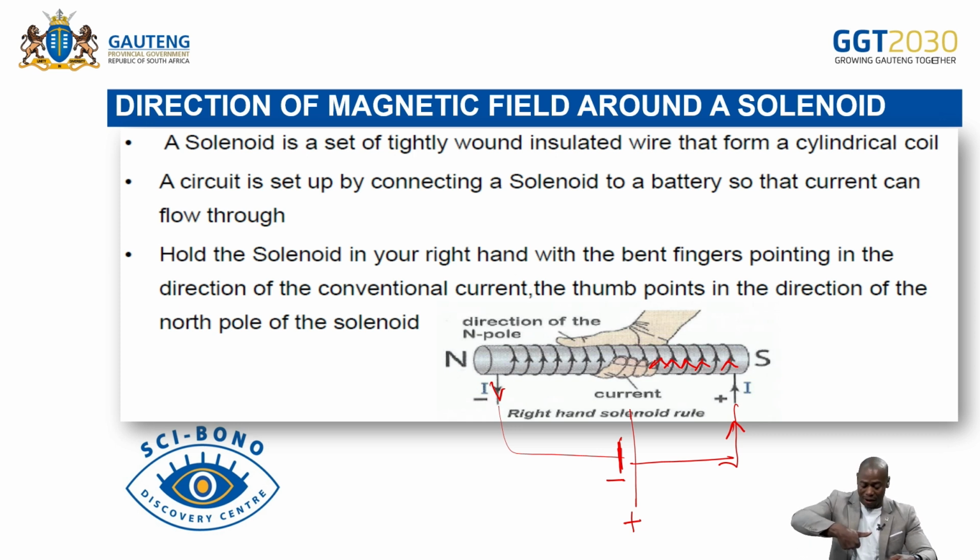So the fingers, the way they are bent, they follow the direction of what? Of the current. You can see on the picture, they follow the direction of the current, right? So when you use your right hand, when it comes to a solenoid, remember, the thumb is always pointing to the north. But remember, what are we looking for here? The direction of the magnetic field, right? We are looking for the direction of the magnetic field around a solenoid, okay?